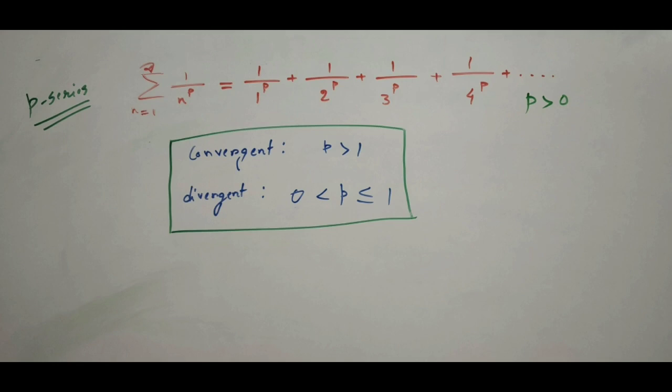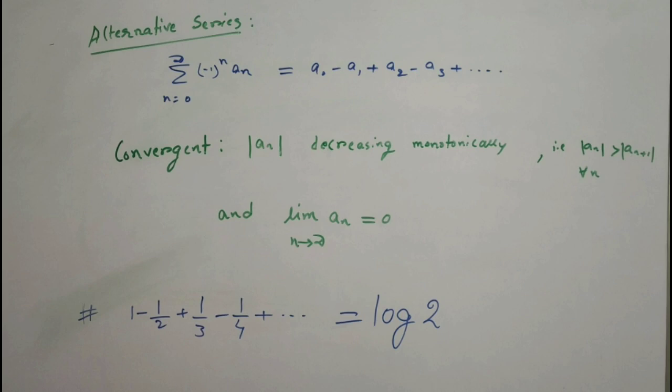So we can say that this GP series is a convergent series. The p-series is 1 by n to the power p, where p is greater than or equal to 0. This series will be convergent if p is greater than 1, and it will be divergent if 0 less than p less than or equal to 1. So for example, a series with nth term 1 by n to the power 5 is a convergent series, since here 5 is greater than 1.